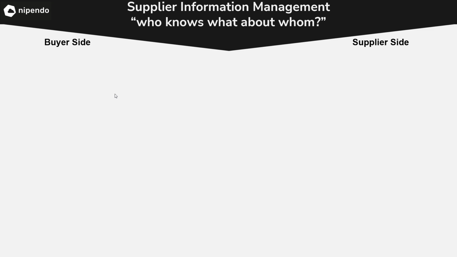Okay, let's do an overview of supplier information management from Nipendo's point of view. Really, it's around who knows what about whom, right? And really, the idea here is that the buyers are interested in suppliers and vice versa. When you look at how they have it, the buyers have a supplier profile, a profile of who the supplier is and what about them and everything. And the supplier has the same thing about themselves. We'll call it a corporate profile.